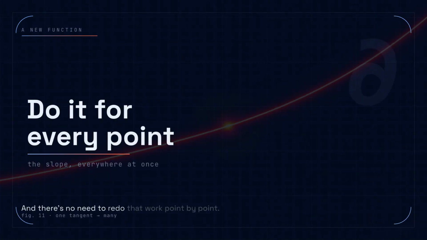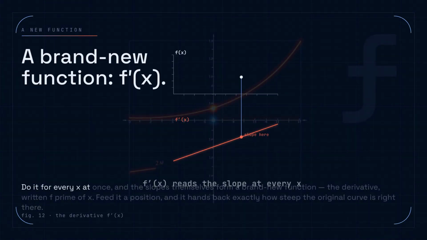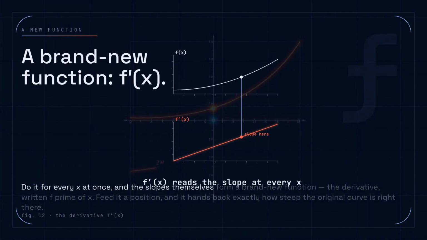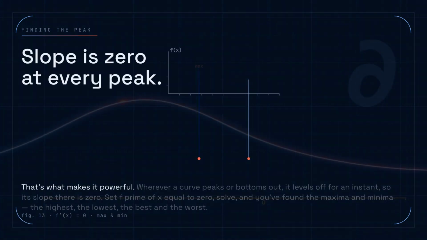And there's no need to redo that work point by point. Do it for every x at once, and the slopes themselves form a brand new function, the derivative, written f'(x). Feed it a position, and it hands back exactly how steep the original curve is right there. That's what makes it powerful.